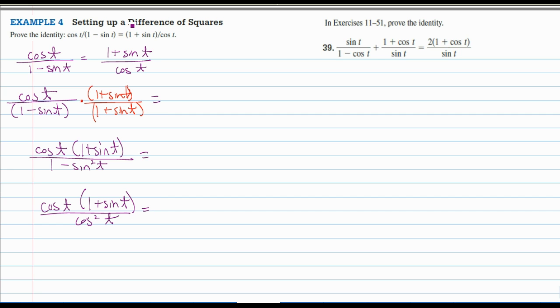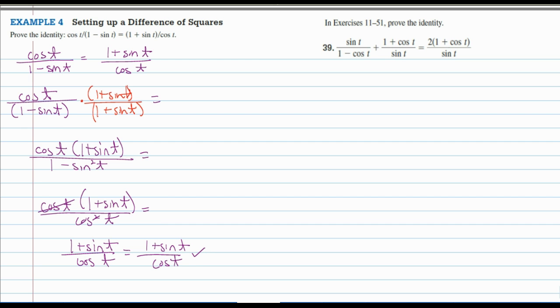Now, I'm keeping the end result in mind. I could have distributed the cosine, but I didn't because I see on the right side I'm supposed to have a 1 plus sine of t. So why would I distribute it in when I already have that grouped together? Now, this cosine and one of the cosines in the denominator cancel, so I have 1 plus sine of t over cosine of t. Equals itself.